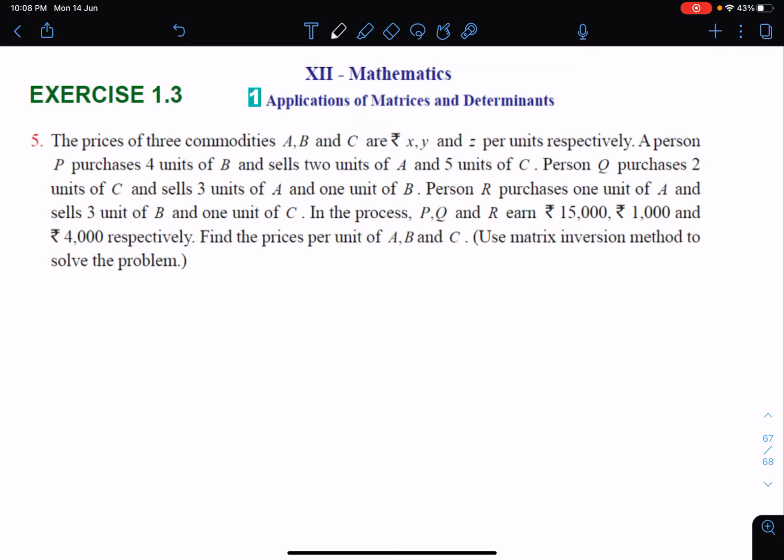Hello 12th standard students, welcome back to chapter 1, applications of matrices and determinants. Today in exercise 1.3, the last sum, number 5.